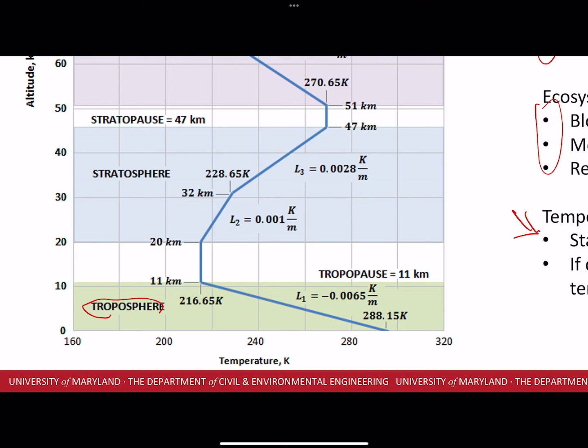And from this picture, we can see that the temperature is decreasing with increasing altitude within here. And after that, we have the stratosphere. And here we have something in between. We can consider it as a transitional phase between these two layers.